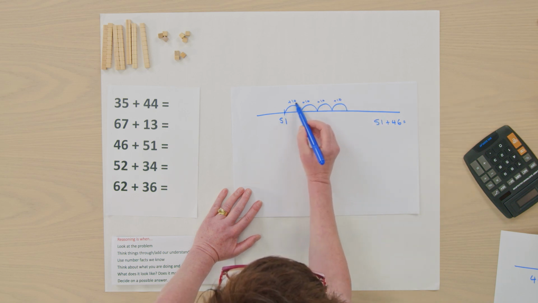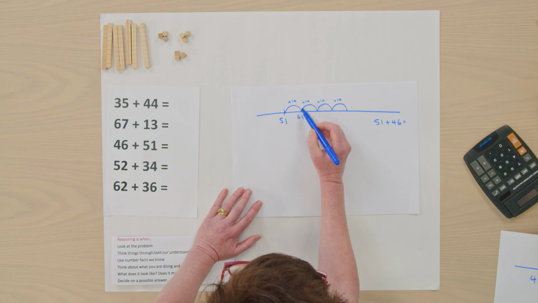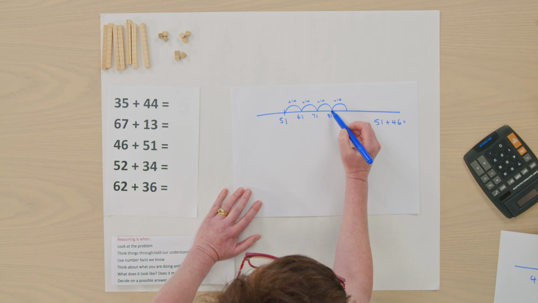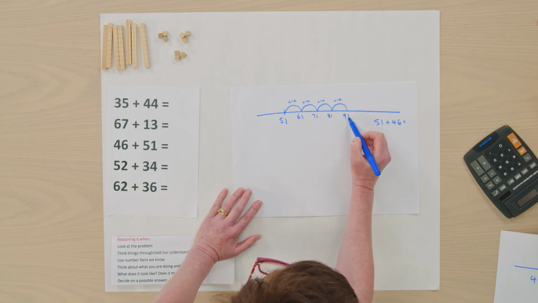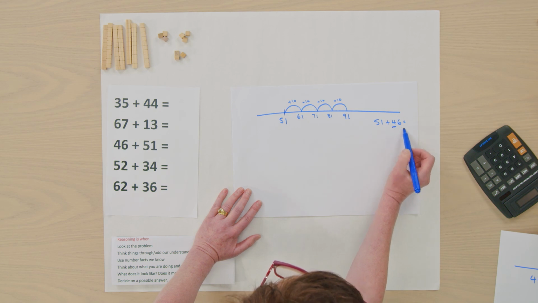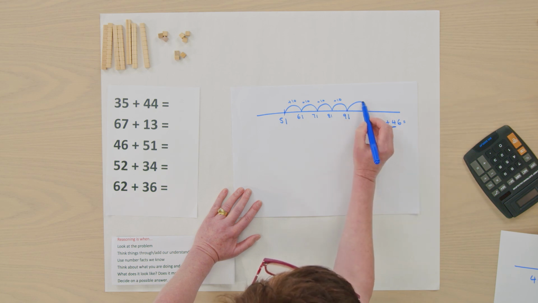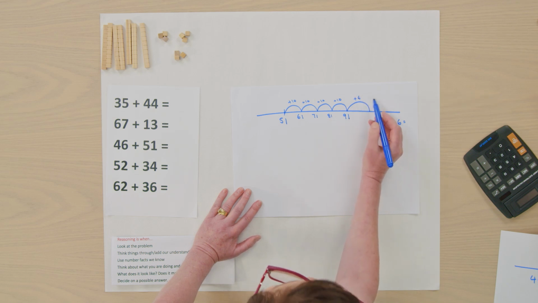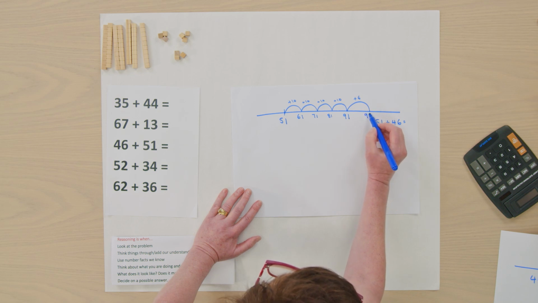We have 51 add 10 is 61, 61 add 10, 71, 71 add 10, 81, 81 add 10 is 91. So we've added our tens. What about our 6 ones? Let's add our 6 ones now. Add 6. 91 add 6. Well, I know 1 and 6 make 7, so my answer is 97.